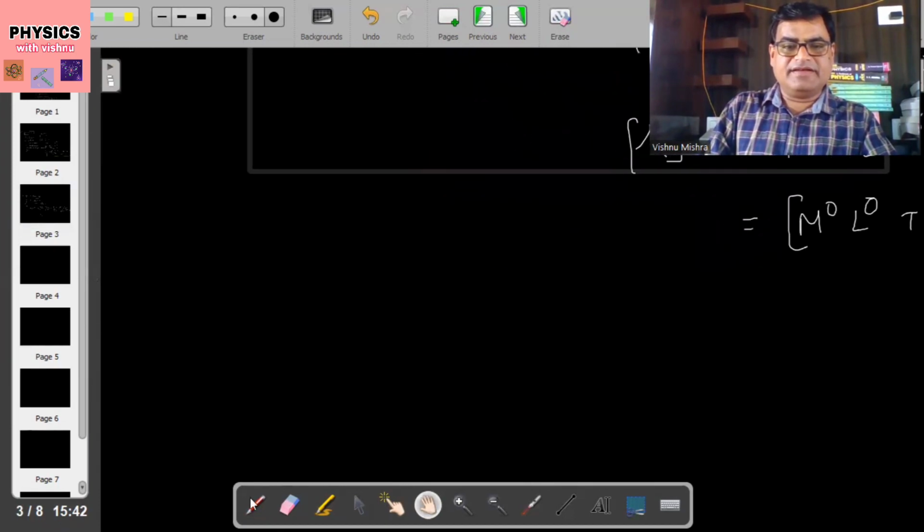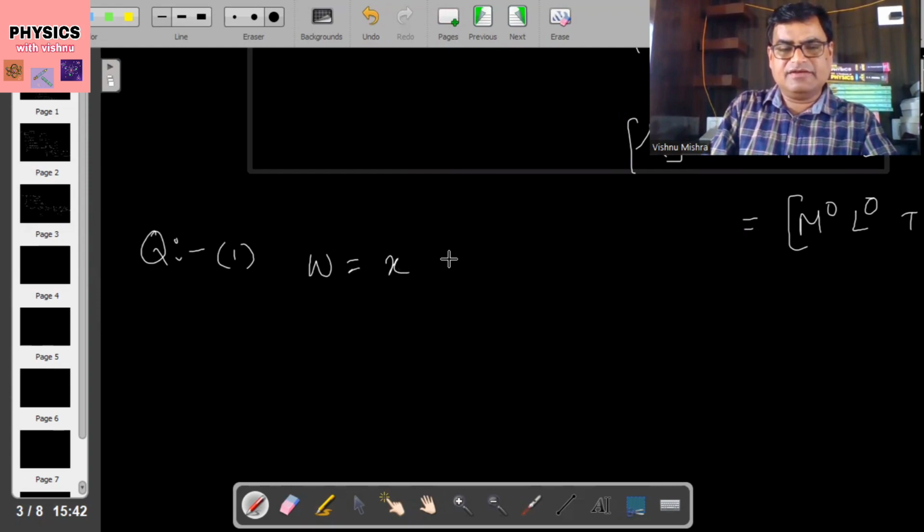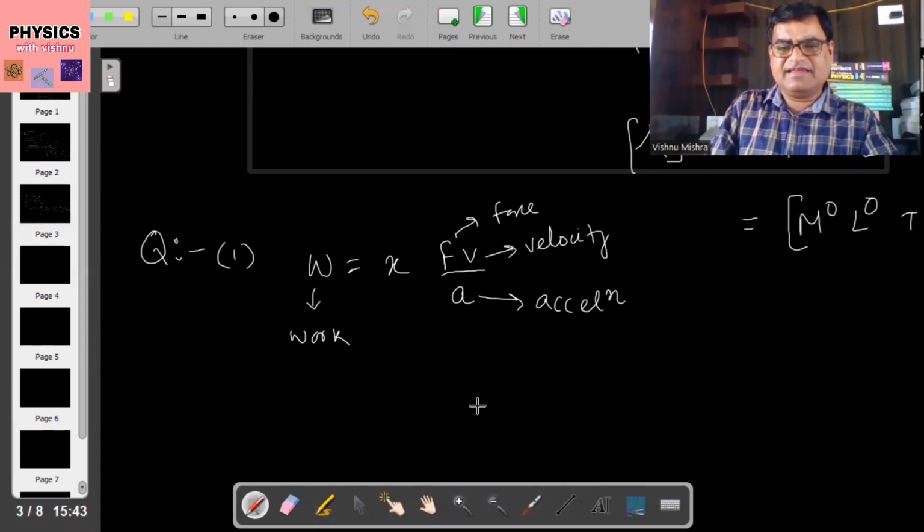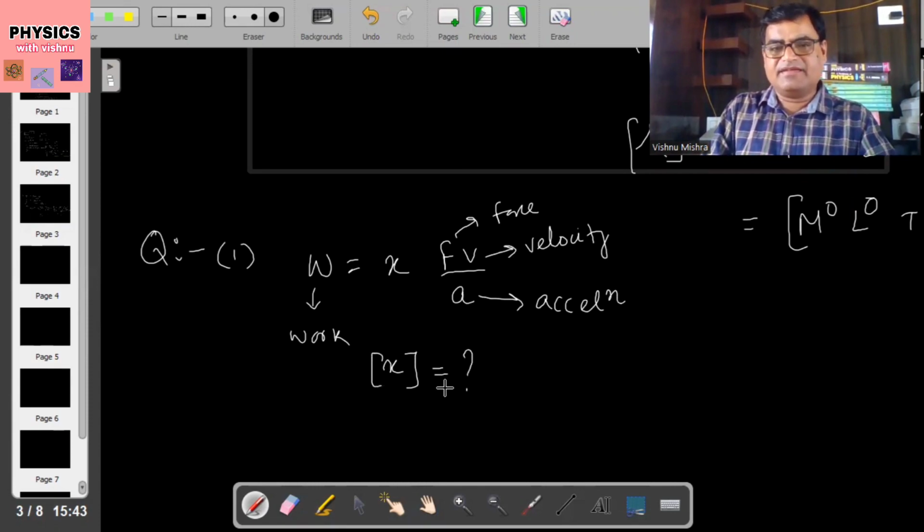Clear? Write down assignment questions. First question: if W is equal to X into FB by A, where W is work, F is force, B is the velocity, A is the acceleration. A क्या है? Acceleration. Then find out the dimension of X. समझ में आ रहा है? Find out the dimension of X.